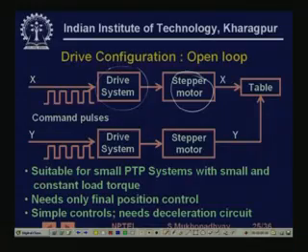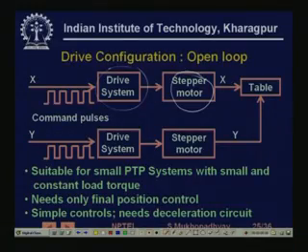let's say when the drill is moving, it is not cutting. So the load is constant. It is also small, right? And another thing is that the trajectory is not important. Only the first and the final positions are important. So you can move it at a relatively slightly smaller rate, so that you ensure that if you give 5 pulses, then it will move 5 distances and it will not miss pulses. So it's suitable for small point-to-point systems with small and constant load torques, and it needs only final position control.